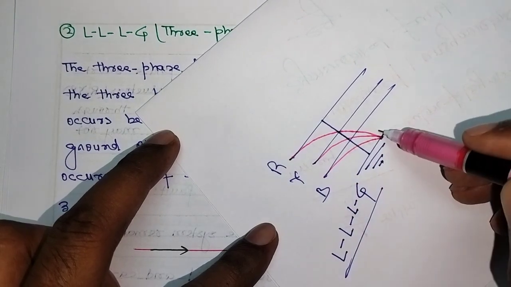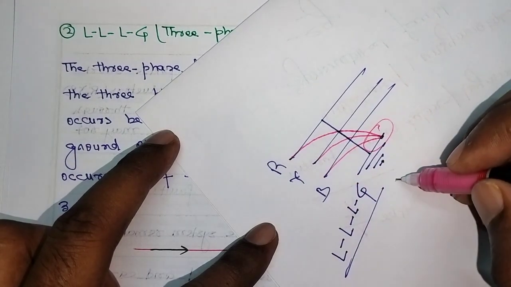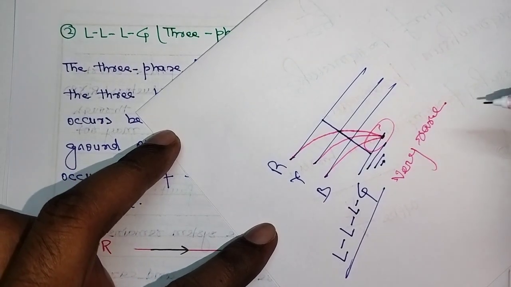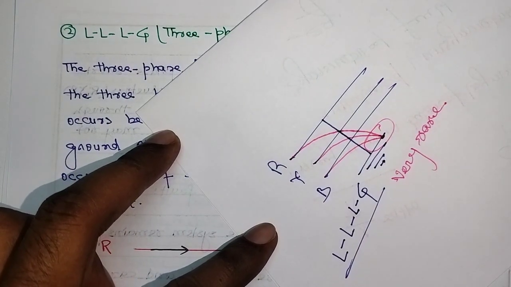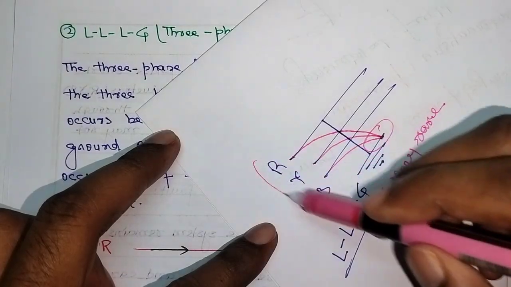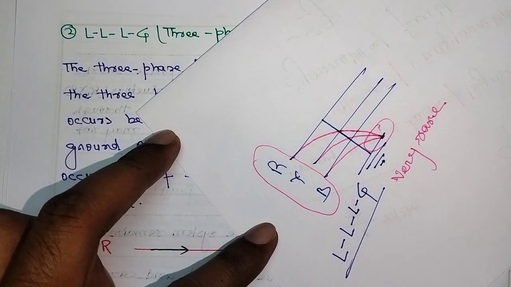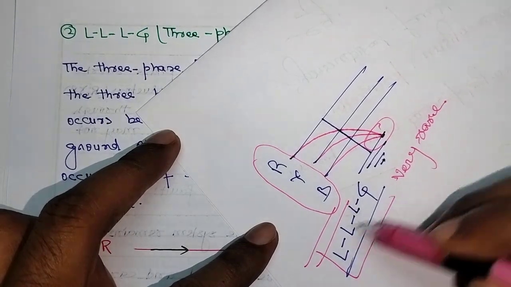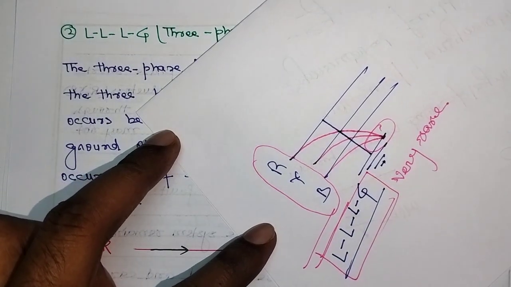So such type of fault is very rare in nature. A three-phase fault occurs when all the three conductors R, Y and B come into contact with the ground simultaneously. Such type of fault is called the line to line ground fault.